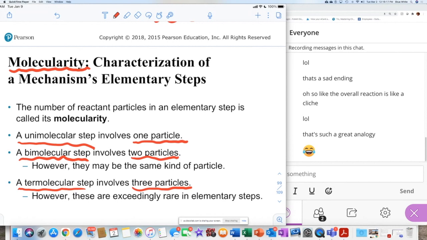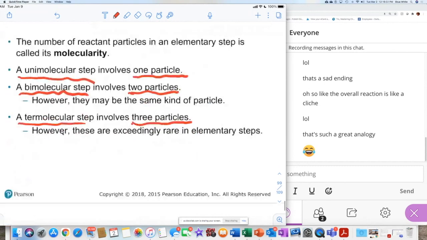Okay, it's hard for one particle to collide with itself, but the one particle may fall apart, decompose, something like that. Here we have two particles colliding together. Here we have three particles colliding together. Since it's hard to have three particles collide together, this tends to be extremely rare.